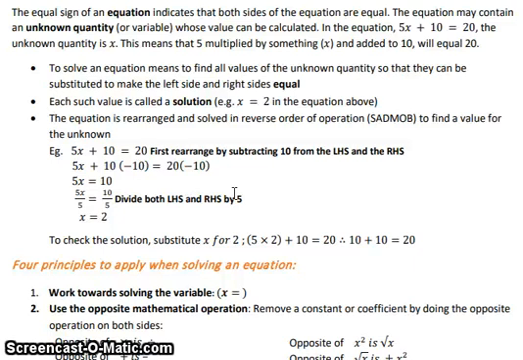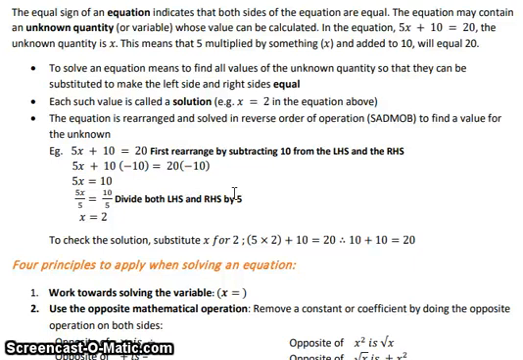The equation is arranged and solved in the reverse order of operations, to find the value for the unknown. 5x plus 10 is equal to 20. First, rearrange by subtracting 10 from the LHS and RHS, you see, and then divide both LHS and RHS by 5, x is equal to 2. To check the solution, substitute 2 for x. 5 into 2 plus 10 is equal to 20.